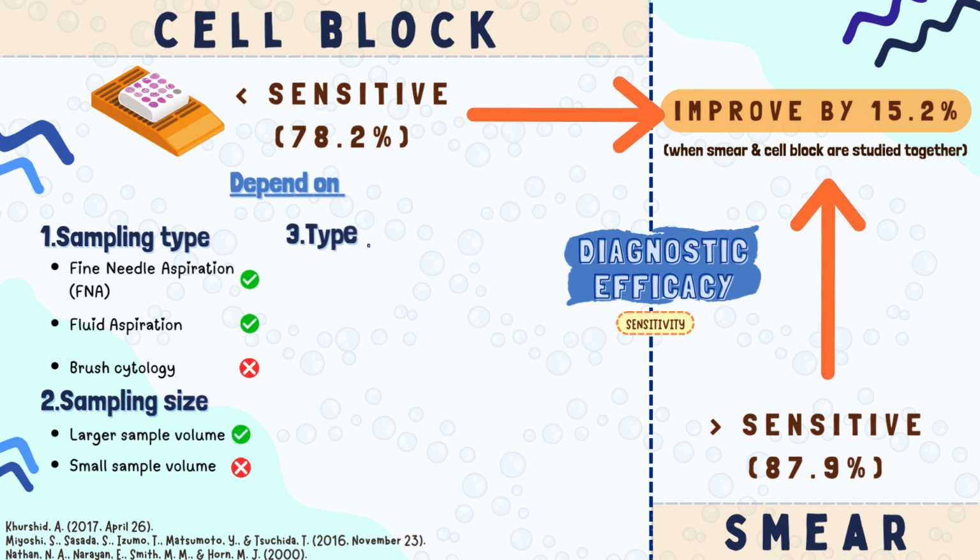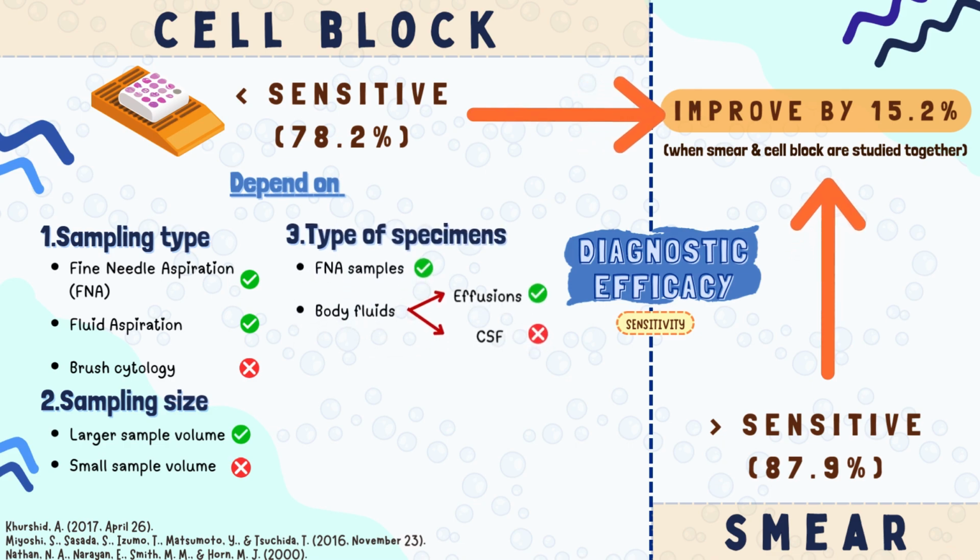The third factor is type of specimen. It is particularly effective for FNA specimens such as tumors in the breast, lung, and deep-seated abdominal organs. It's also effective for body fluids, effusion. However, it is less suitable for cerebrospinal fluid, CSF, samples, as CSF typically has a low cellular content, making malignancy detection more challenging.